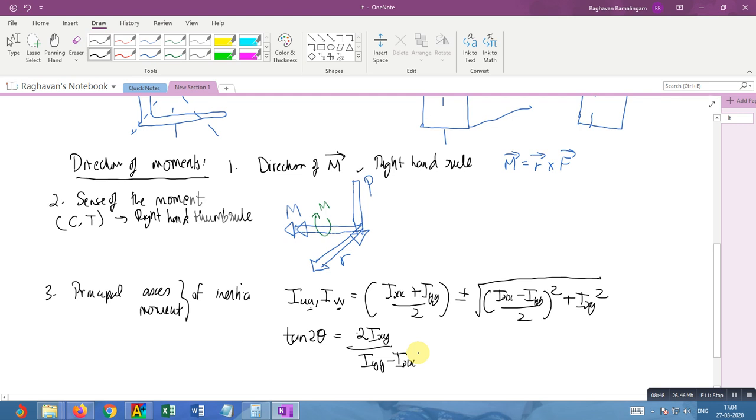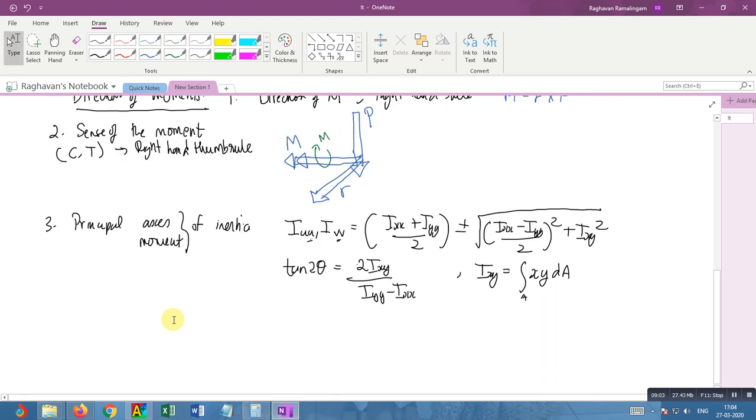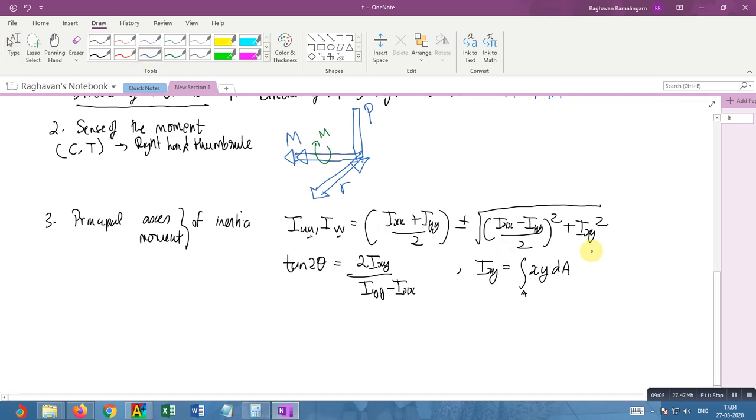All right. And what you should know is most of you may not have used this, but you need Ixy, especially for unsymmetrical sections like this. So this is the integral over the area of xy dA. When we do the problem, we'll see how to get that. Okay, so let's keep going, let's proceed with the problem.